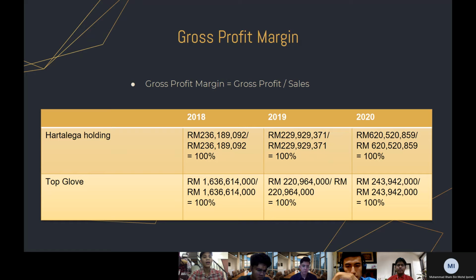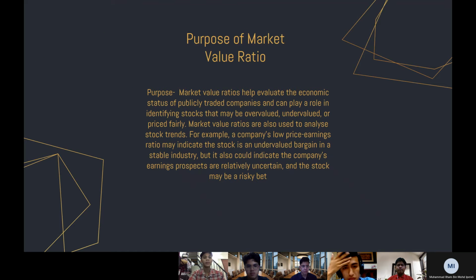As you can see, both companies have the same gross profit margin, which is 100%. This shows that in all 3 years, these companies can maintain their cost of sales and manage it well. Besides, these companies have more to cover operating, financing, and other costs. That's all for profitability ratios.